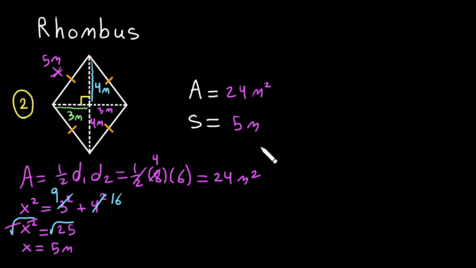That's it. In this video, we learned how to find the area and the side length of a rhombus using the Pythagorean theorem. Remember, the area formula of a rhombus is half multiplied by the first diagonal multiplied by the second diagonal, and when the diagonals form a right triangle like this one here, we can use the Pythagorean theorem to find the missing length. I hope this video helped you understand the area of a rhombus using the Pythagorean theorem in a simple and clear way.